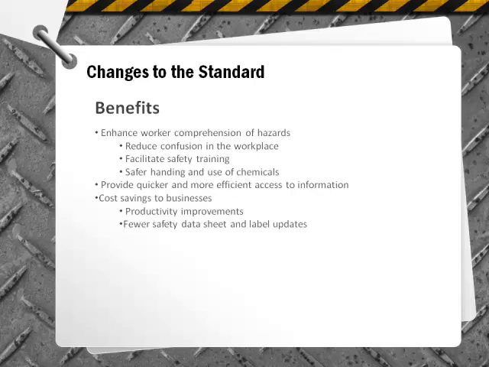The Hazard Communication Standard covers over 43 million workers who produce or handle hazardous chemicals in more than 5 million workplaces across the country. The 2012 standard is expected to prevent over 500 workplace injuries and illnesses and 43 fatalities annually. Benefits of adopting the GHS standard will increase the quality and consistency of information provided to workers, employers, and chemical users, enhance worker comprehension, provide quicker and more efficient access to information, and provide a cost savings to businesses.